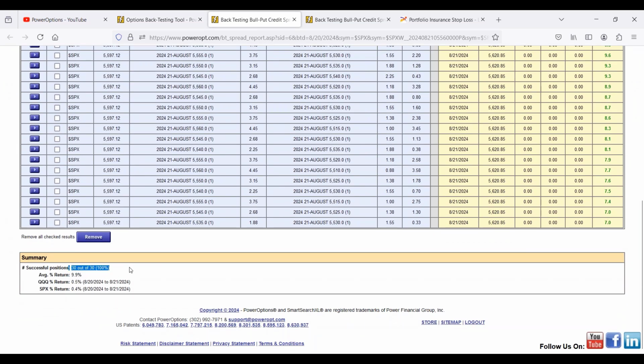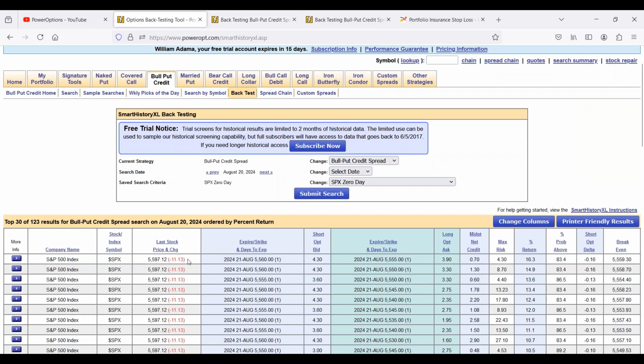Okay. So here we go again. Another 30 out of 30 with 9.9%. Of course, the market ended up. Even though it was down 0.2% the day before, that was that downward movement of 11.13 we saw on SPX.